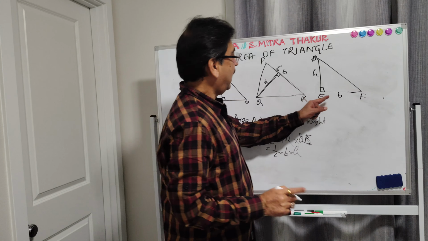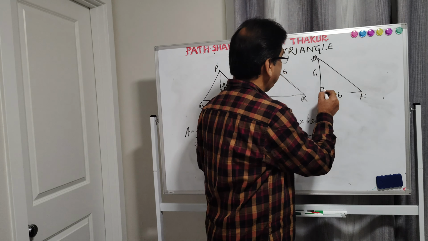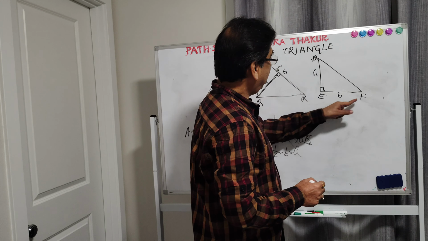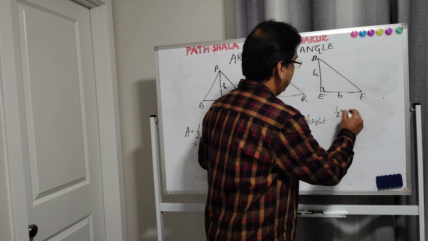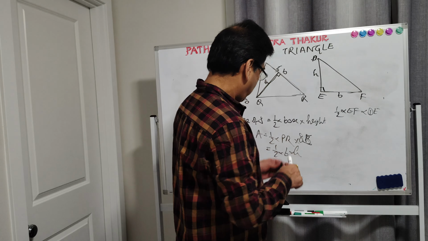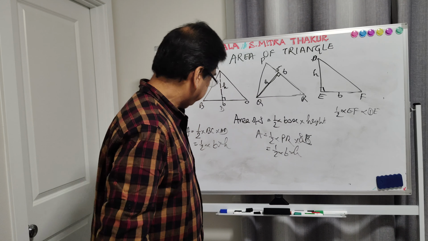And in a right angle triangle, there is a 90 degree angle, so one side will be the base and the other will be the height. So here it is half EF into DE. That will be the formula for a right angle triangle, right?